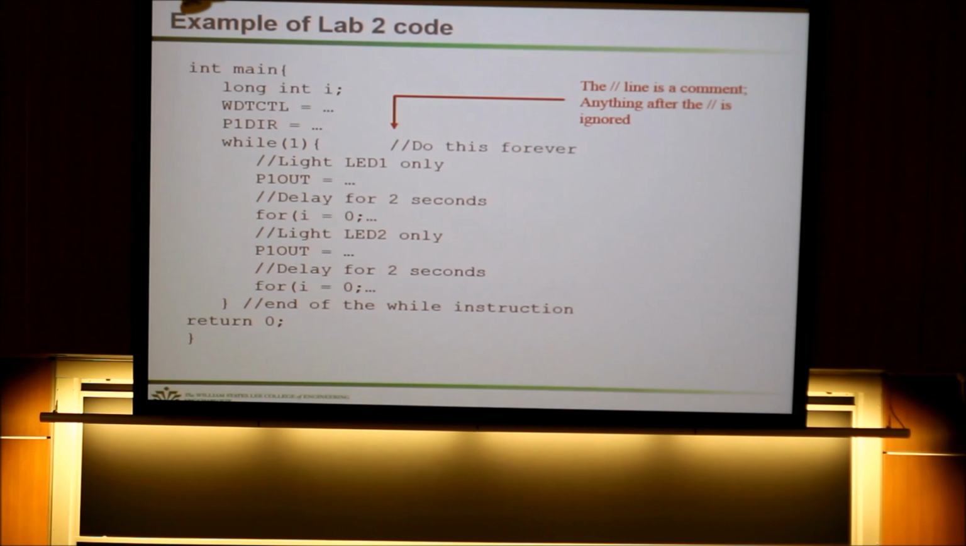And then what are we doing up there? You're going to light the LED by doing a P1 out with some value. You'll delay for, it says 2 seconds, or it could be 1.5 seconds, whatever it is. Then you're going to do another P1 out, then you're going to do another delay, and you're going to start all over again. And the code will give you the return 0.